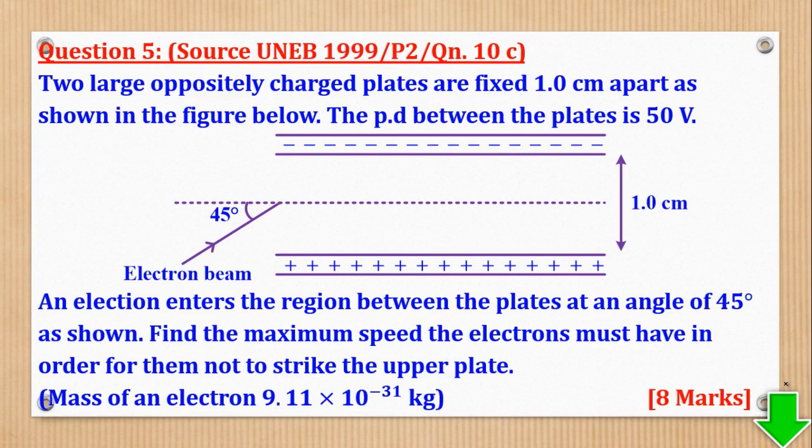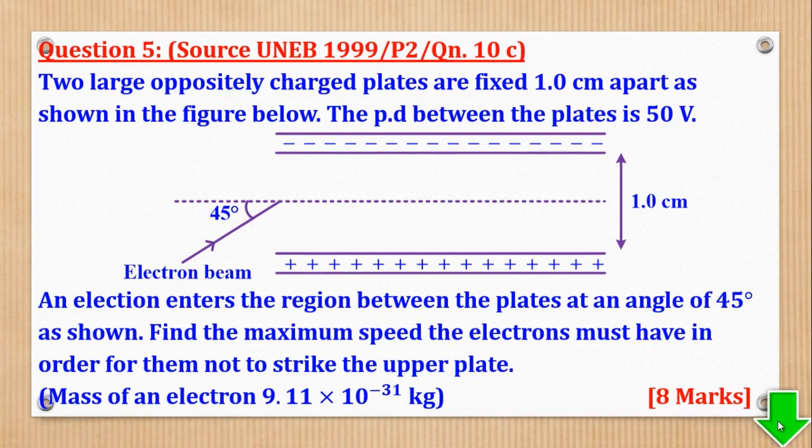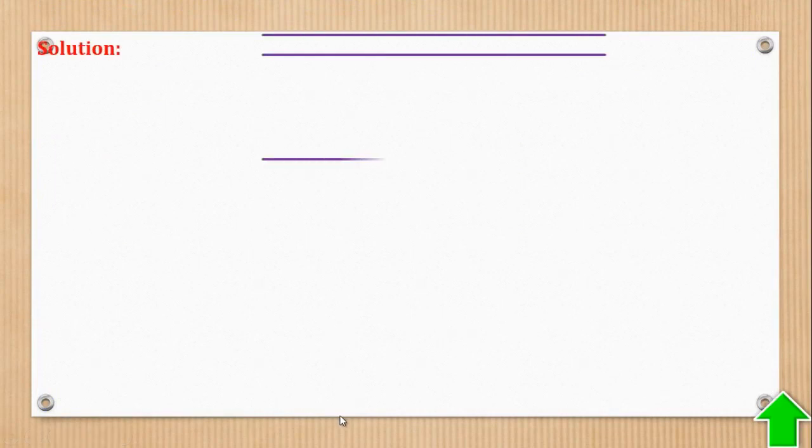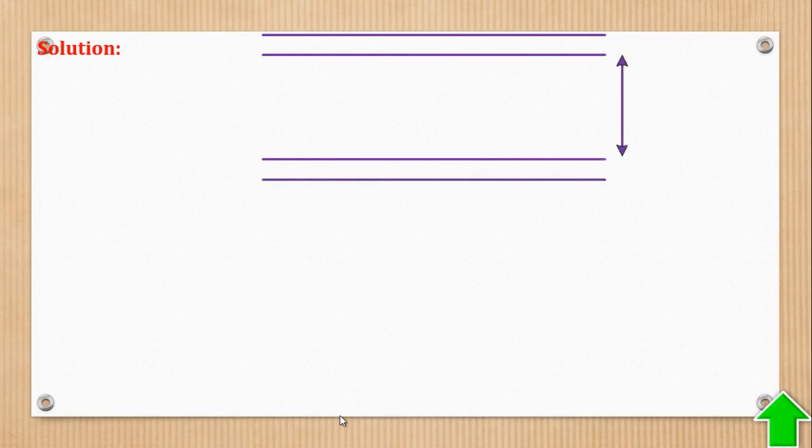So here we have to also redraw the diagram. So we shall first redraw the diagram so we can show the motion, the full motion of the electron.